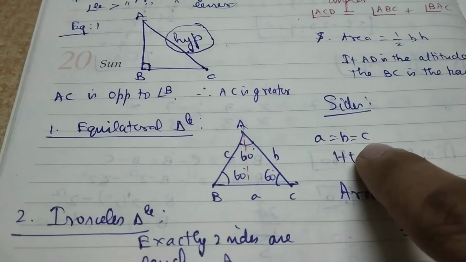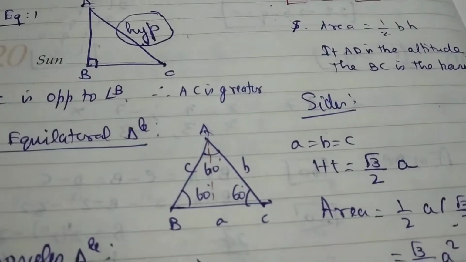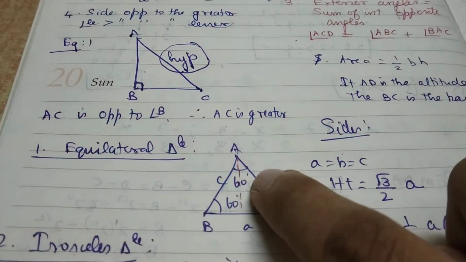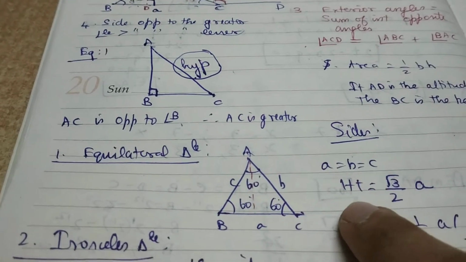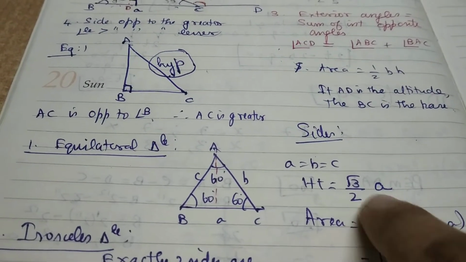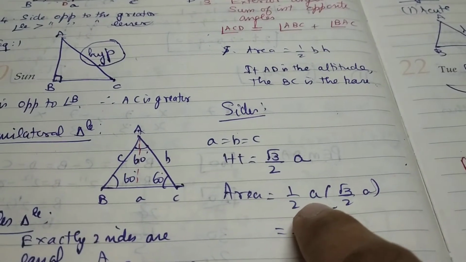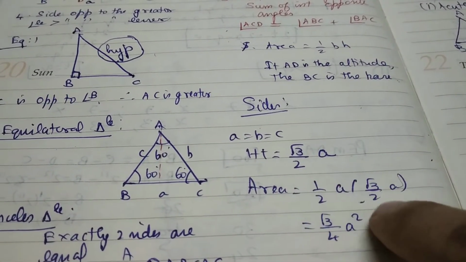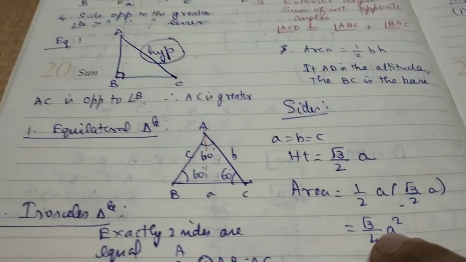A is equal to B is equal to C, and the three angles will also be equal. Okay, so the sum of interior angles will be 180 degree. If you divide 180 by 3, you get 60 degree. So angle A will be 60 degree, angle B is equal to 60 degree, angle C is equal to 60 degree. Height of an equilateral triangle is given by root 3 by 2 A. This you have to memorize. If you know the height of a triangle, you can calculate the area of a triangle. Area of a triangle will be given by half into base into height. Here base is A, height is root 3 by 2 A. So the area of an equilateral triangle will be root 3 by 4 A square.